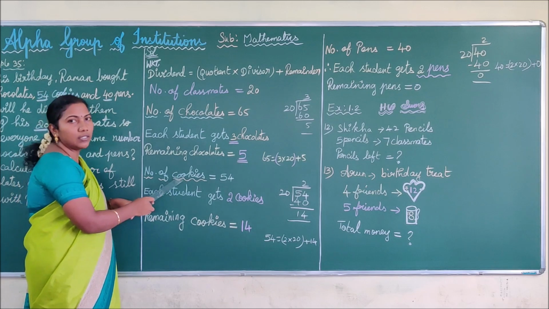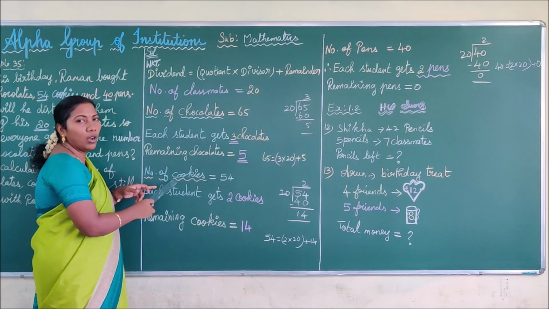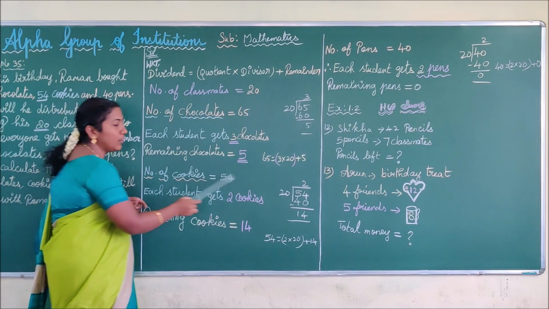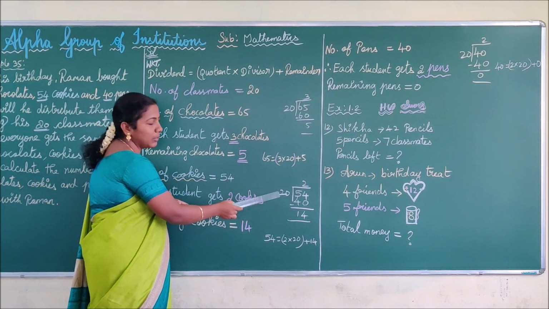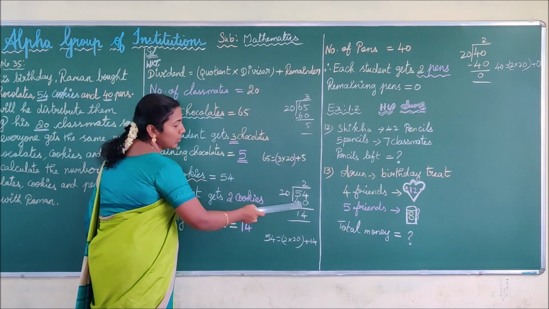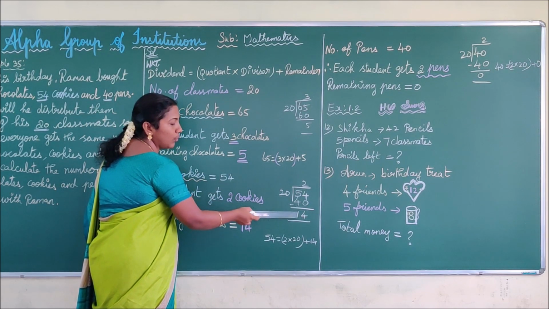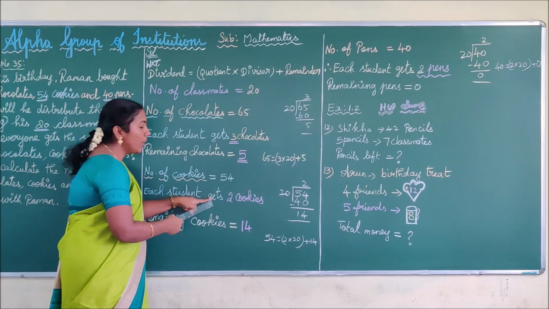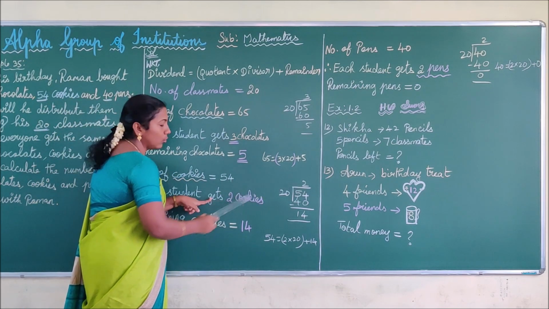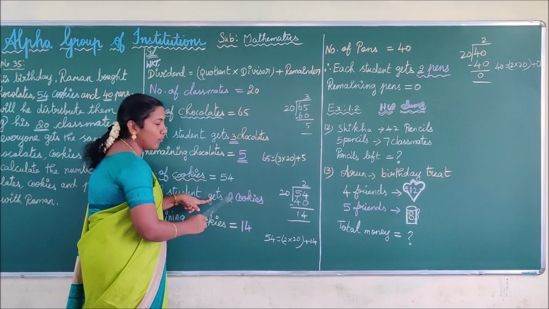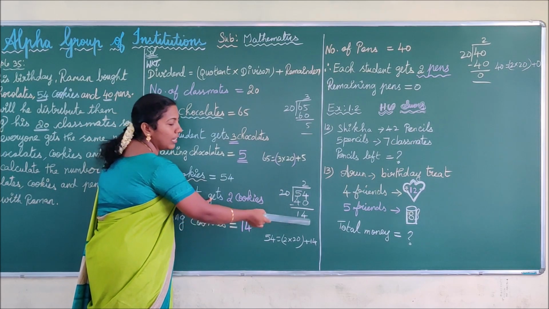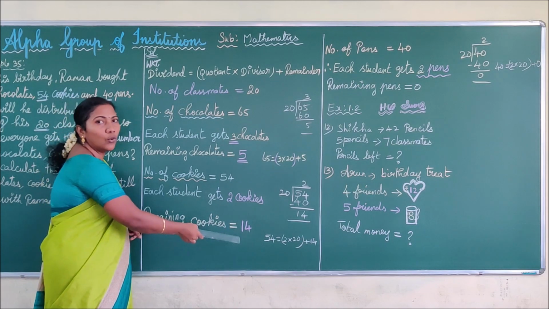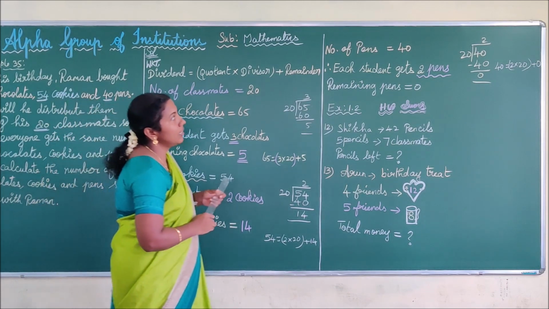Number of cookies. How many cookies did he buy? 54. To find each share, you have to divide 54 by the number of classmates, that is by 20. 2 20s are 40. Subtracting 40 from 54, you get the remainder 14. So each student will get how many cookies? Yes, you have to write the quotient, 2 cookies. 2 into 20, 40. Subtract 40 from 54, you have already found 14. Thus, the remaining cookies with Raman is 14. It's clear, children? See the next one.